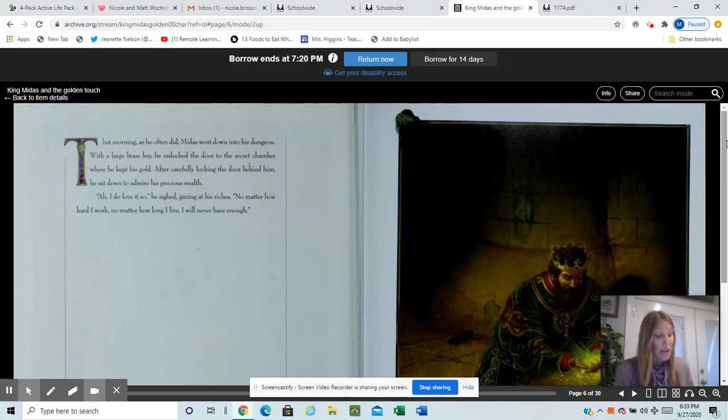So he says, no matter how long he lives, no matter how old he is, no matter how much he has, he's never going to have enough gold. And that's a lot of gold because we can see that he already has a lot and he still wants more. I want you to think about a word or an adjective, or a character trait, that would describe how King Midas feels about gold, how he keeps wanting more.